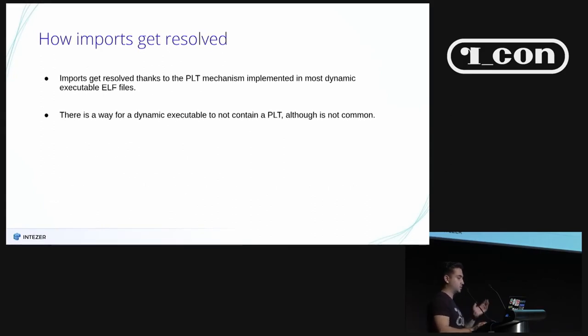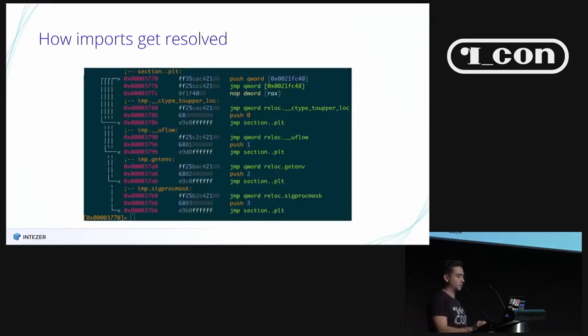Before that, we need to know a bit how the PLT mechanism works, which is basically the way that imports get resolved. Usually, there is a way for a binary to not contain a PLT, but it's not very common, and to be honest, who cares? So this is how the PLT section looks. It has one main special entry, and then every import has its own entry, with jumps and stuff like that.